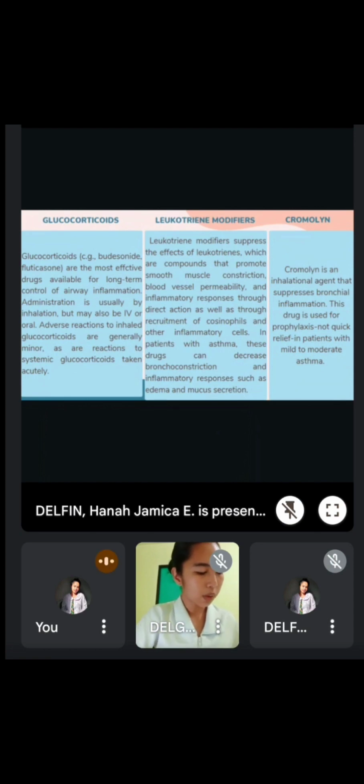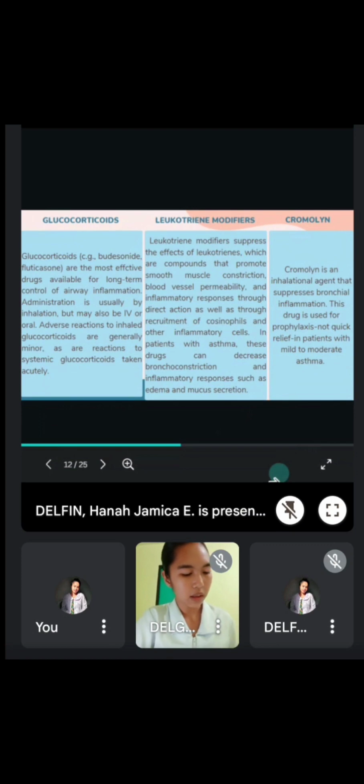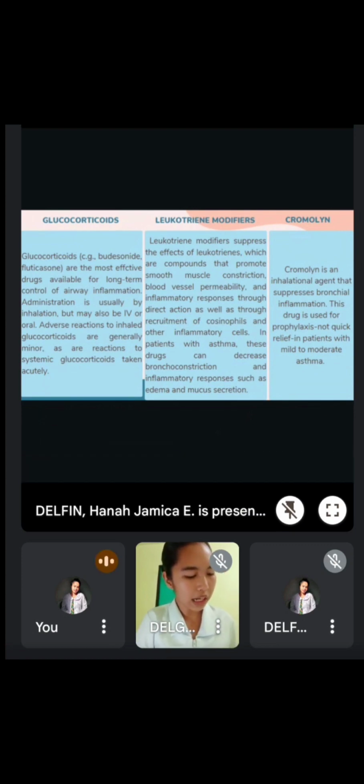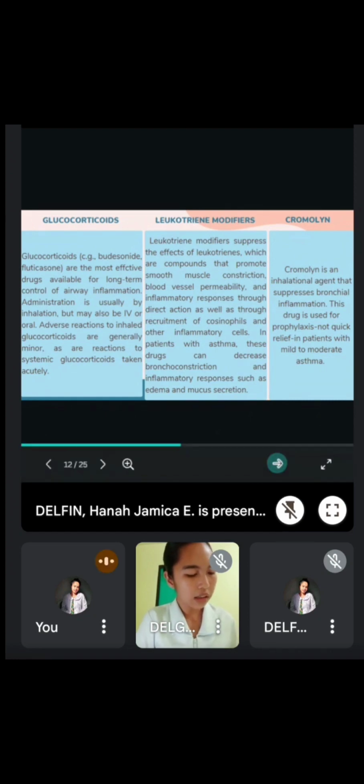Zafirlukast was the first representative of a unique group of anti-inflammatory agents, the leukotriene receptor antagonists. The drug is approved for maintenance therapy of chronic asthma in adults and children 5 years and older.